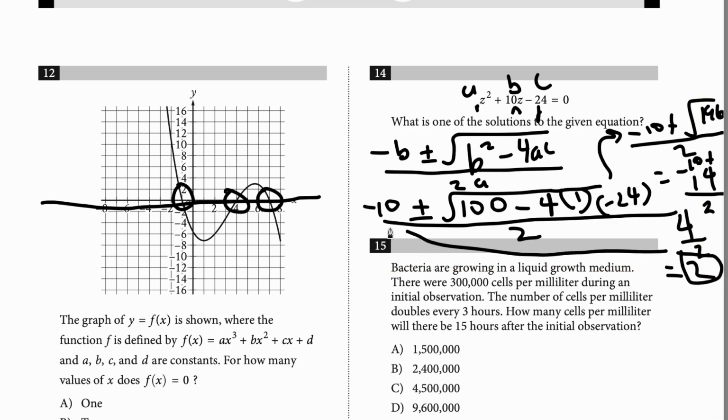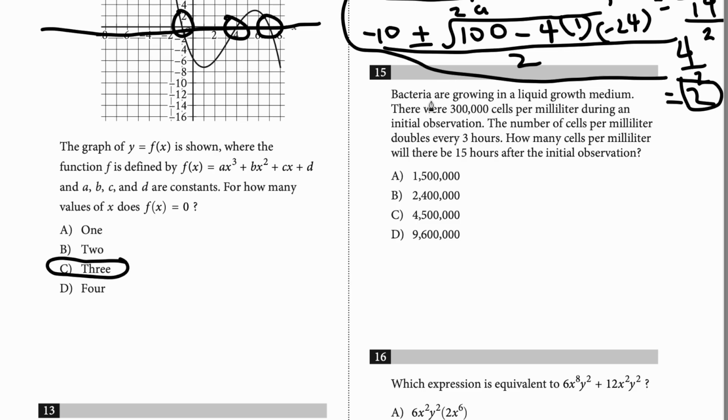This is the answer for number 14. Bacteria were growing in a liquid growth medium. There were 300,000 cells per milliliter during an initial observation. The number of cells per milliliter doubles every 3 hours. How many cells per milliliter will there be 15 hours after the initial observation?